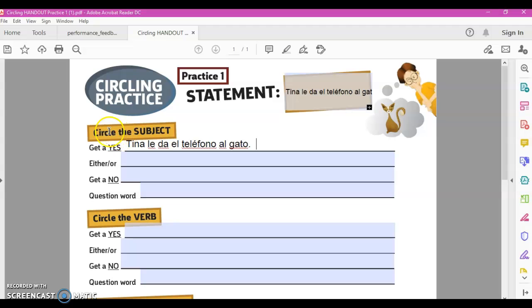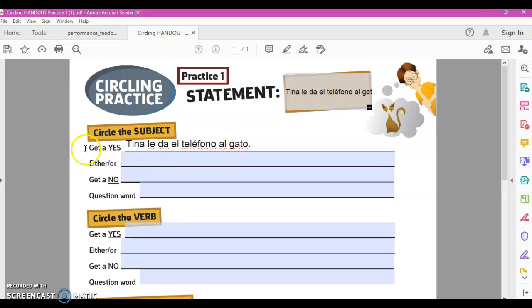The first thing we're going to do, this is called circling. Now, circling is something that we do in Spanish where you ask a lot of questions about one thing. And it's just kind of repetitive because the answer will always give you the same sentence, okay? The answer will be Tina gives the phone to the cat. That's always going to be our answer with these questions.